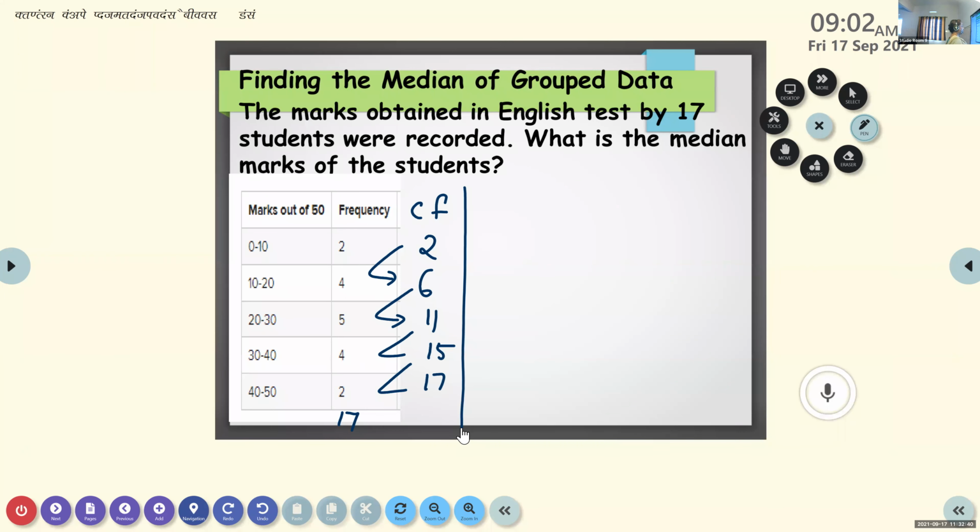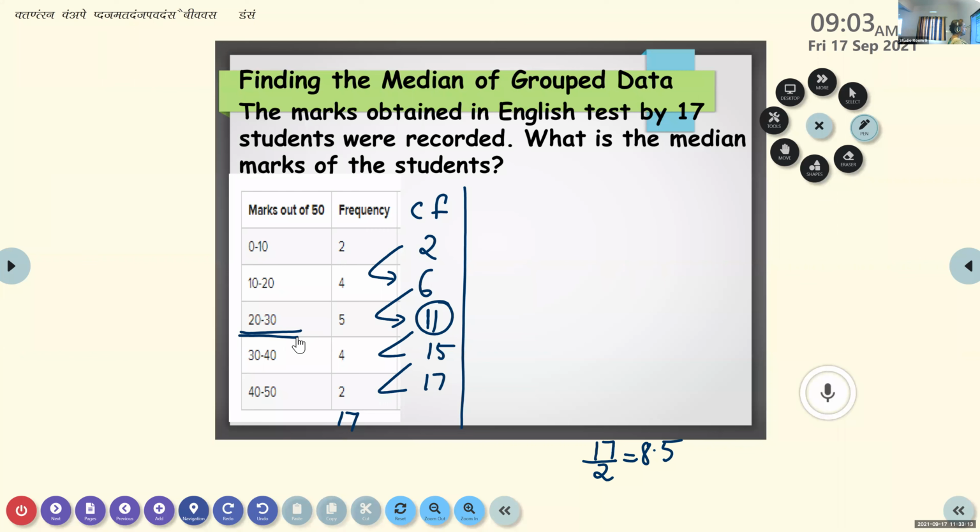And now we have to find the median class. How to find the median class? Total divided by 2 is equal to 8.5. Find out where this 8.5 is located in the cumulative frequency. So it is located in this number 11. Straight to that, what class is there? This will be considered as the median class.